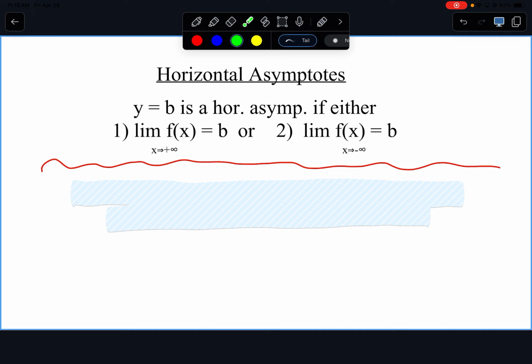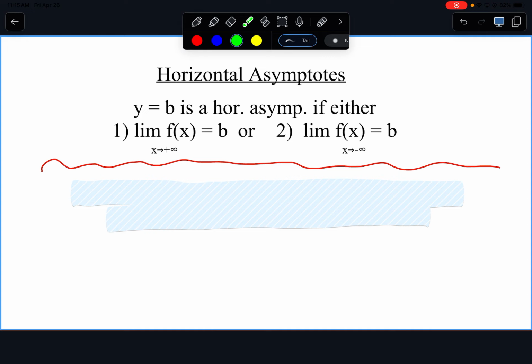So I'm actually going to start at the bottom of this. Okay, I'm going to start down here. Here's what this says. If you find the limit of a function as x goes to infinity, okay, equals some number, let's say 5. Okay, I just called it b because it could be any number. So the limit as x goes to infinity equals something. Or the limit as x goes to negative infinity equals something. That number is your horizontal asymptote.